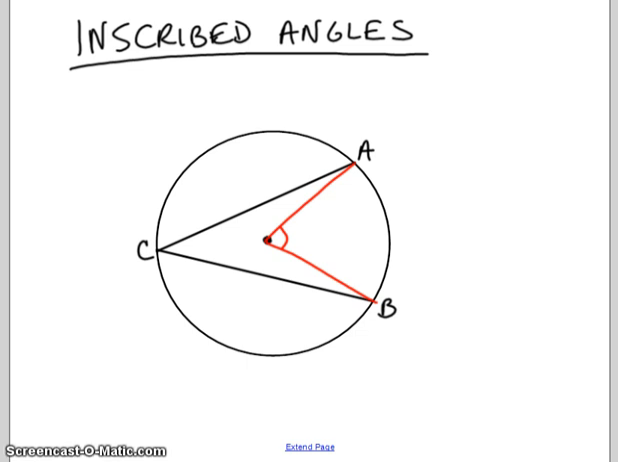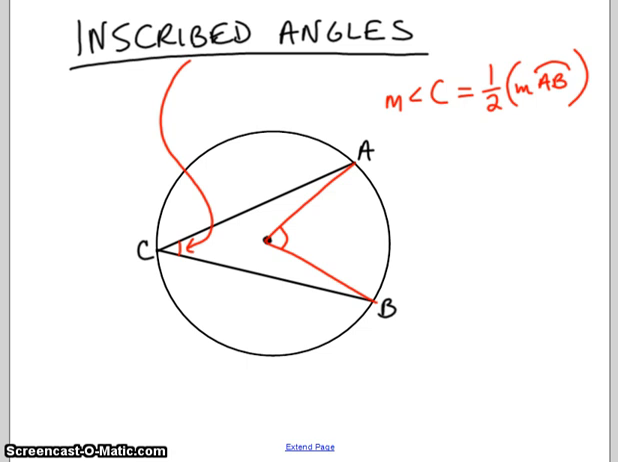So angle C here is an inscribed angle. The thing you need to know about inscribed angles is that they are half the measure of the arc. So the measure of angle C is going to equal half the measure of arc AB.